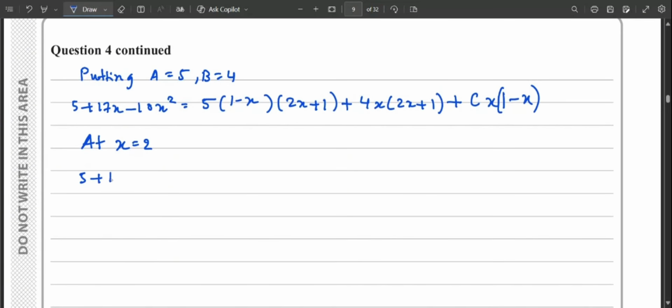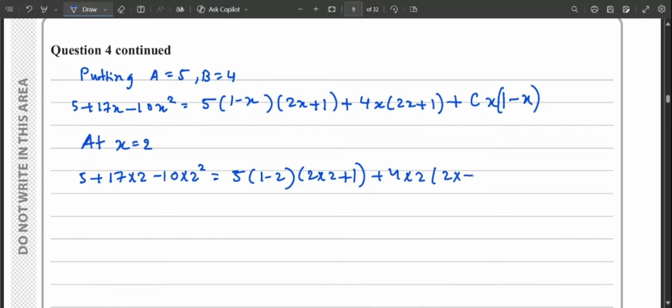So 5 plus 17 into 2 minus 10 into 2 square will give us 5 into 1 minus 2 into 2 into 2 plus 1 plus 4 into 2 and 2 into 2 plus 1 plus c into 2 and 1 minus 2.